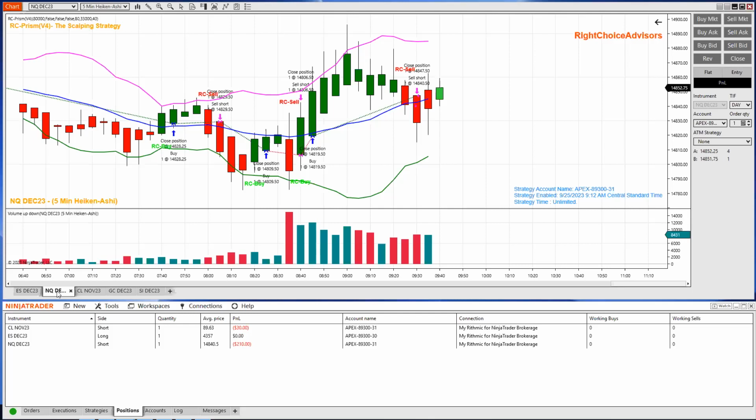Madhu, make sure your rhythmic is on, right? Your rhythmic should be on, and you should have a green color in the Ninja Control Center. If your rhythmic is off, then it will not take the trades.